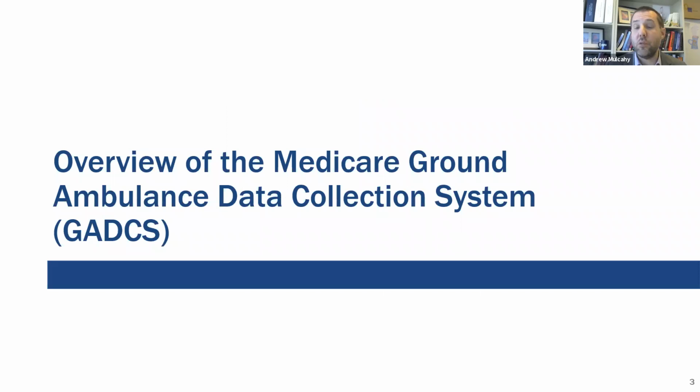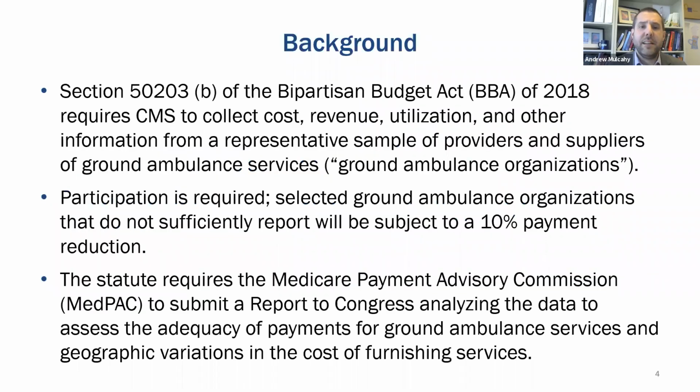So moving into this overview of the GADCS, just as a quick background, you get a lot of questions, why is CMS doing this? And the answer is they were required by Congress to do it. Now, by statute, they need to collect information on cost, revenue, utilization, and other information from a representative sample of ground ambulance organizations. We'll use that term ground ambulance organizations today.